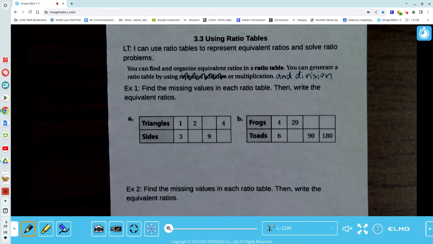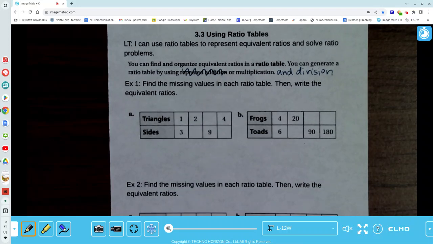What if I wanted the first number to be 50? Does anybody know what the second number would be? If my ratio is 1 to 2, but I want it to be 50 to something, what is that something, Maya? 100. Exactly. Whatever you're doing to one number, you're doing to the other. So 1 times 50 makes 50, 2 times 50 makes 100. That's what we're doing today with ratio tables. We're going to fill it in, and then at the end, we're going to write the equivalent ratios.